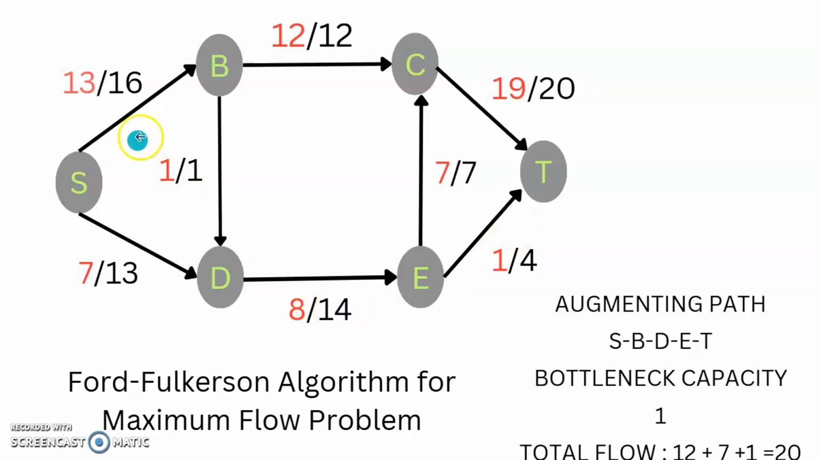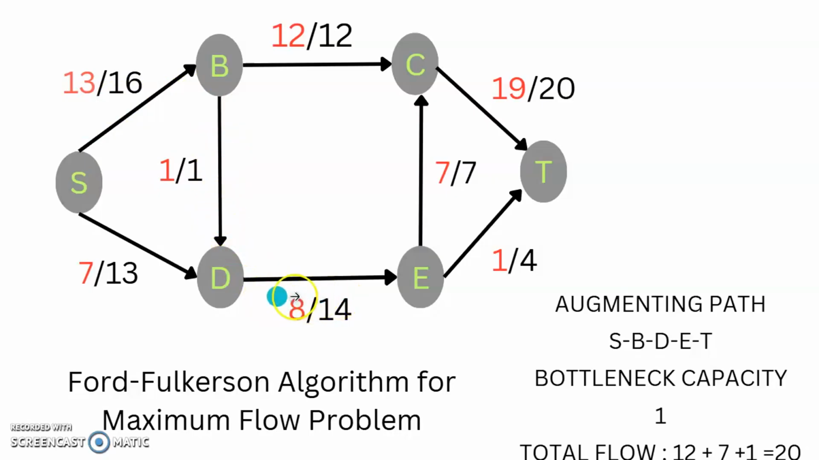But what is the bottleneck in this path? That is S to B, B to D, D to E, then E to T. So what is the least value? 1. That means this edge can carry only 1. So due to that, I am adding only 1 here. Previously it was 12, but now it is 13. That means I am using 13 out of 16. In this path, 1 out of 1 completely used.